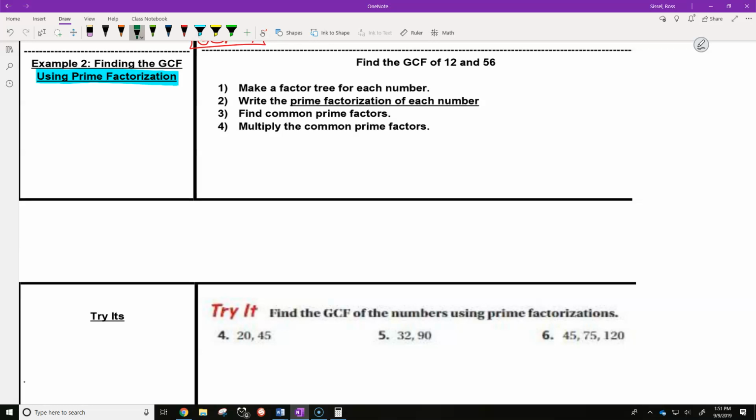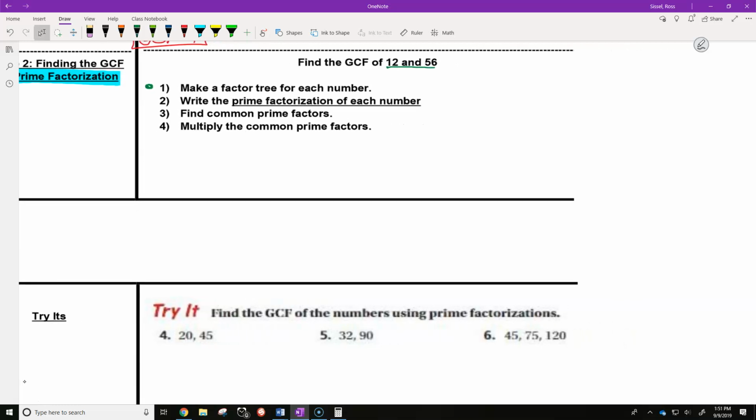Alright, I'm going to color code my steps so you can see my work. Step 1, make a factor tree for each number. We're doing the numbers 12 and 56. So on your notes, do this with me. I'm going to write 12. To the right, I'm going to write the number 56, and I'm making a factor tree.